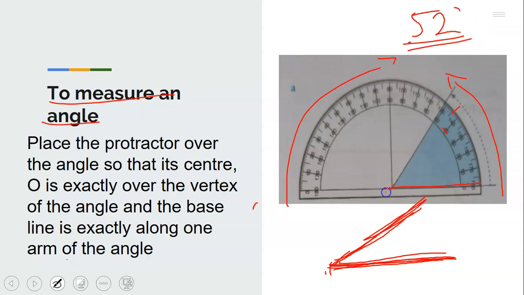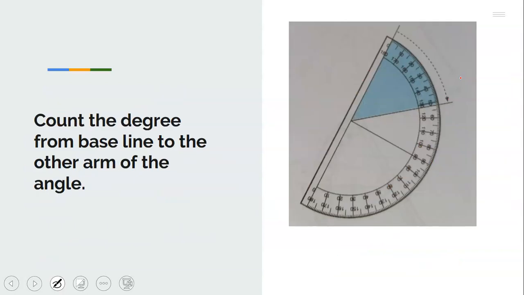You can see one of the lines falls on the baseline of the protractor. Then you count inward, since you are starting from this end. Then where this line falls, that is where you count and stop. Then you take your measurement from there. Now, look at this one. Exactly what I just explained. Count the degrees from the baseline to the other arm of the angle. Look at, you have to measure this line.